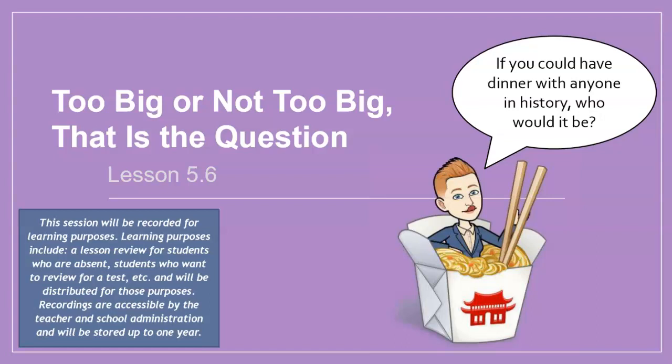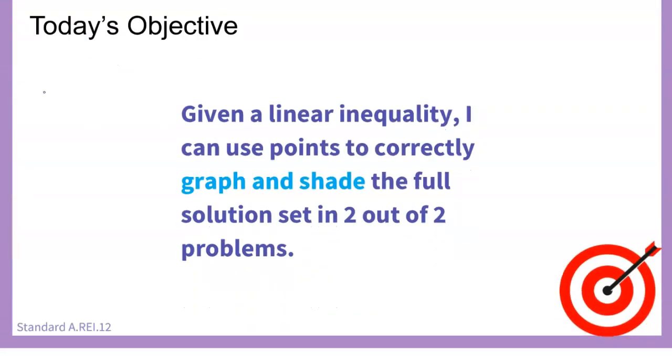Today we're looking at lesson 5.6, too big or not too big? That is the question. And our objective today is, given a linear inequality, I can use points to correctly graph and shade the full solution set in 2 out of 2 problems.